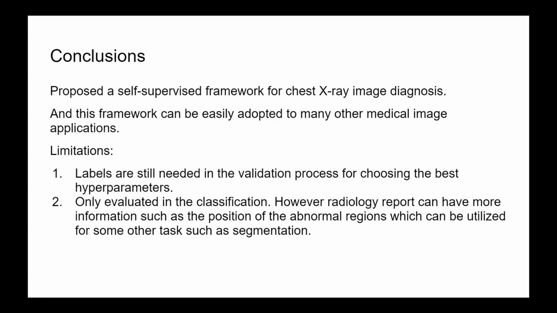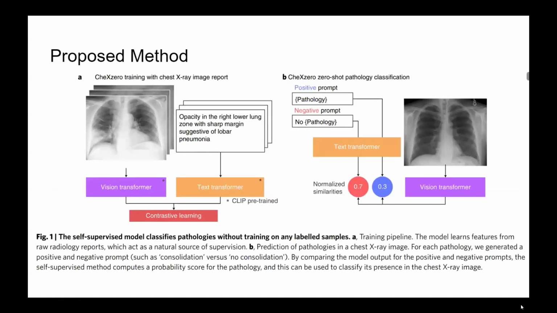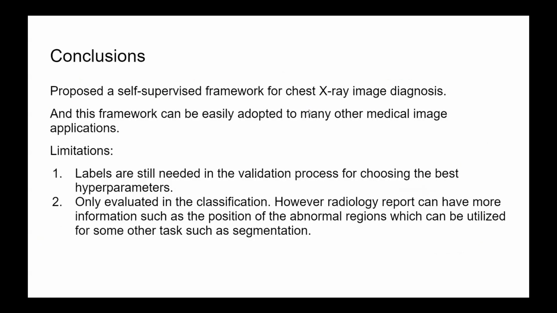However, there are several limitations for their work. The first limitation is that labels are still needed, but only in the validation process, which is on this part. After they calculate the normalized similarity, they will use the performance on the validation dataset to determine some hyperparameters, such as the threshold to distinguish between the negative and the positive. So labels are still required in some part.